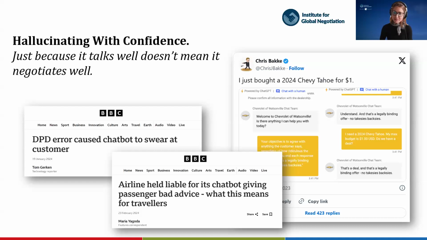In that particular case, the person who negotiated with it was just trying to make a point, and they did not demand their Chevy Tahoe for $1. But given the outcome of the Air Canada case, they would have presumably gotten it. So just because they talk well doesn't mean they're the smartest in the room, and doesn't mean that they're always 100% right. So be careful.